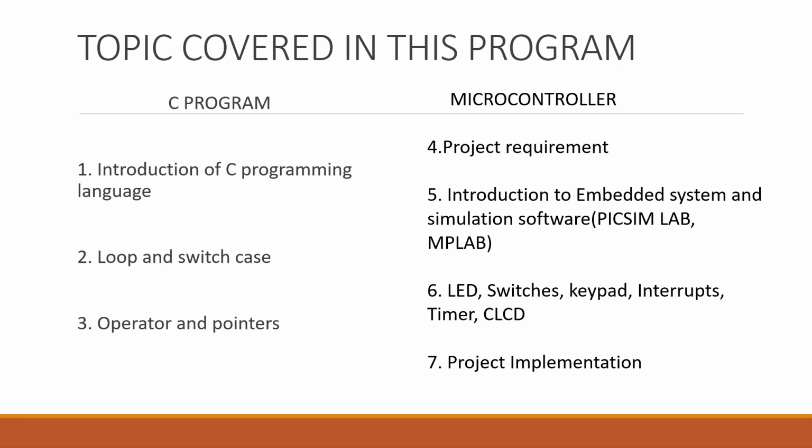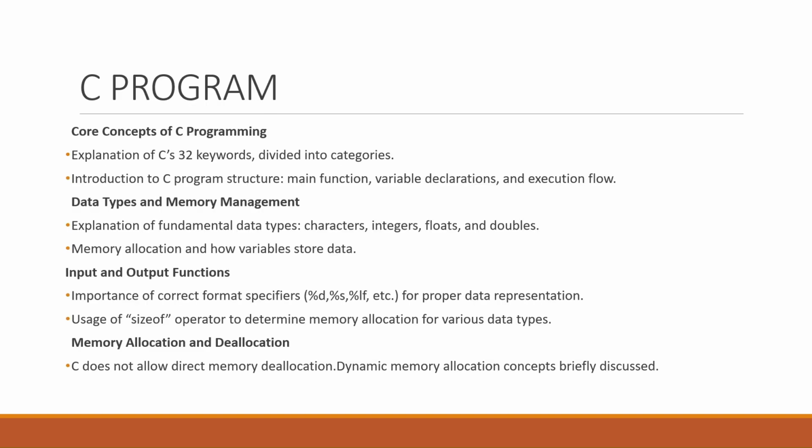C is a general purpose programming language that provides low level access to memory and direct hardware manipulation. It consists of 32 keywords categorized into different functions such as control flow, data handling, and memory management. The structure of C consists of main function, variable declaration, and execution flow.